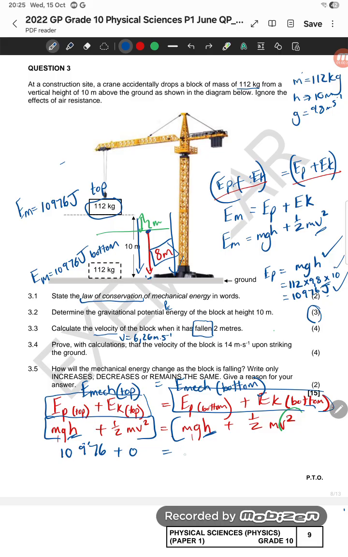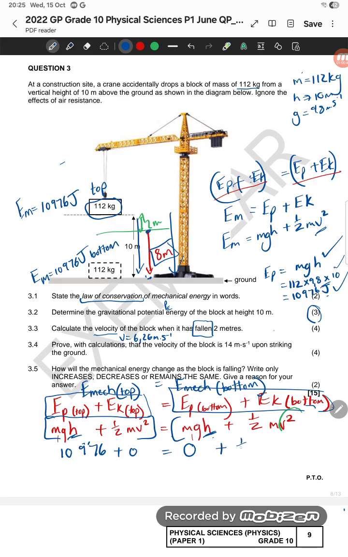MGH will be, and that'll be times 0. Do you agree? 112 times 9.8 times 0. When the height is 0, guess what? We've got no potential energy left. So you can write that all out, or you can just say 0. But just make sure that you're doing it in the right place and you are interpreting properly.